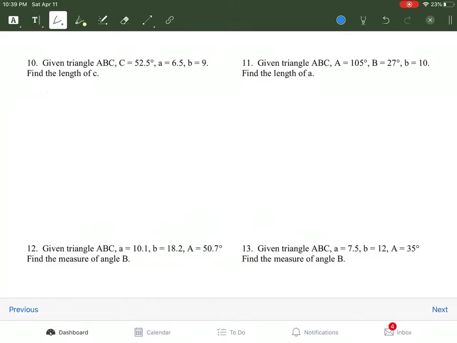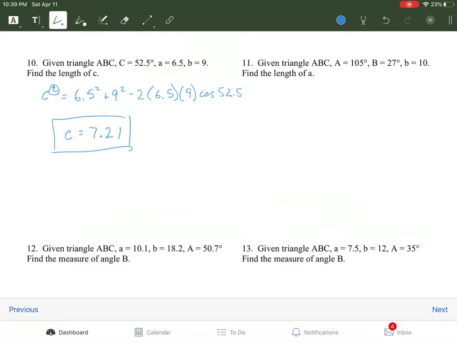So all you have to do is fill in the values into the formula. So we have c squared equals 6.5 squared plus 9 squared minus 2 times 6.5 times 9 times the cosine of 52.5. Now the nice thing about this particular problem is you can put this all in your calculator all at once. Don't do it in pieces. Do 6.5 squared plus 9 squared minus 2 times 6.5 times 9 times the cosine of 52.5 and hit equals. Then take the square root of everything because this is c squared, and c will equal 7.21.